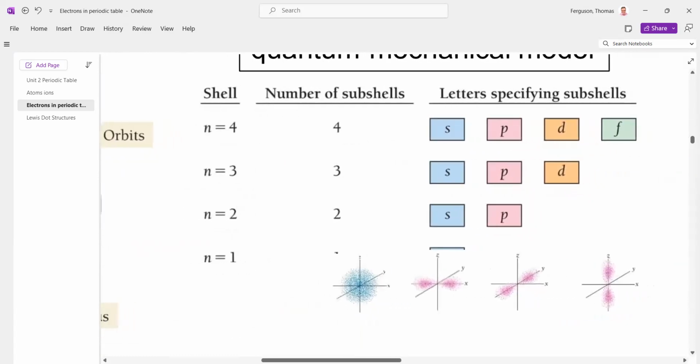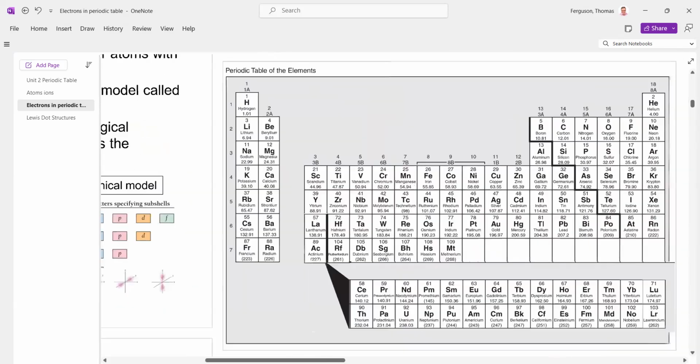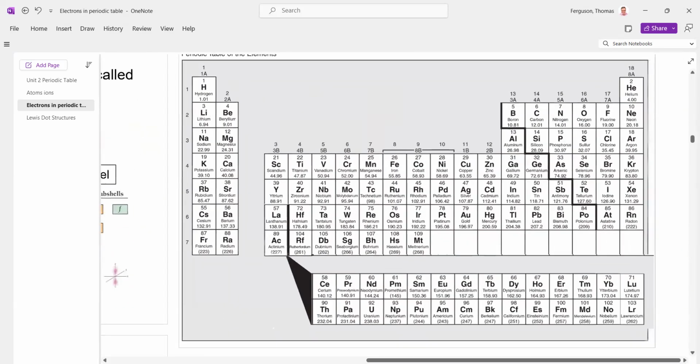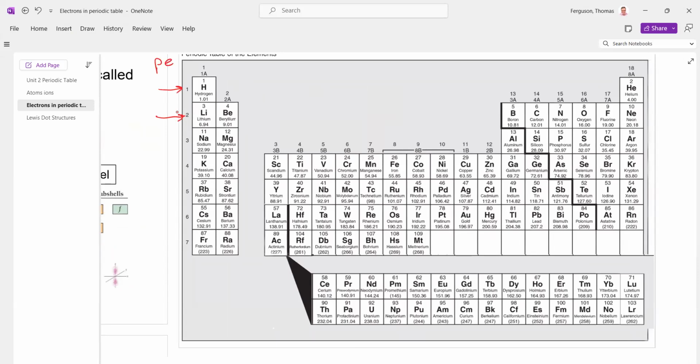Okay, on the periodic table, we talked about these being periods. And there's another name for them also. It's called a shell. And those shells corresponded to Bohr's orbits.